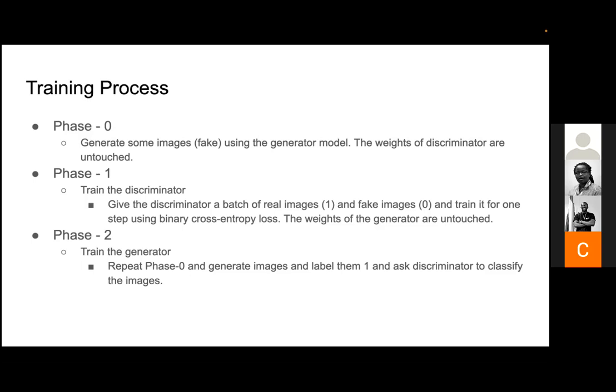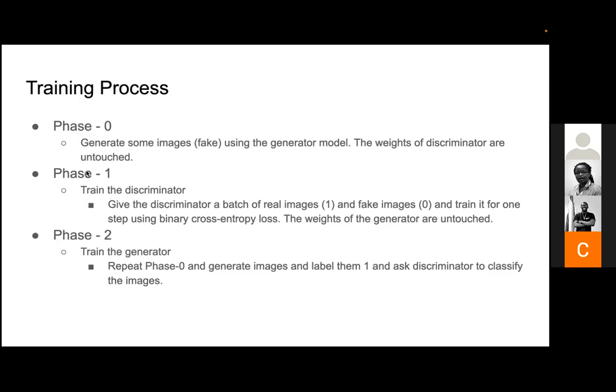We take some noise, we take some latent space point, and we give it to the generator. And the generator does what it does, generates something. That is phase zero. And the weights of the discriminator are untouched, so we are not doing anything to the discriminator.